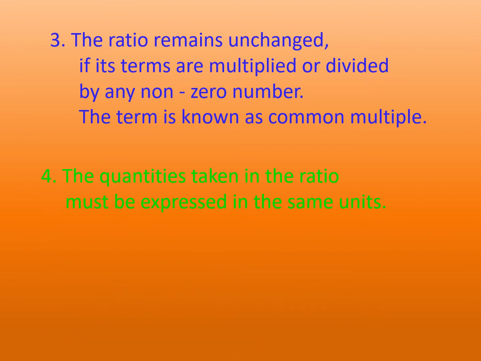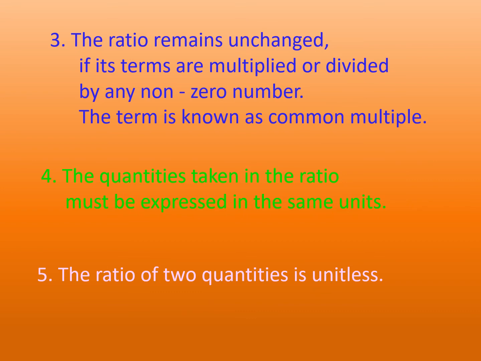Fourth point, the quantities taken in the ratio must be expressed in the same unit. It means the two numbers whose ratio we are finding should be in the same unit. Kilogram with kilogram. You cannot take kilogram in one place and gram in the other place. So you need to convert them, then only you can find the ratio. Fifth one, the ratio of any two quantities is unitless. Why? The units get cancelled. Therefore, a ratio does not have any unit.